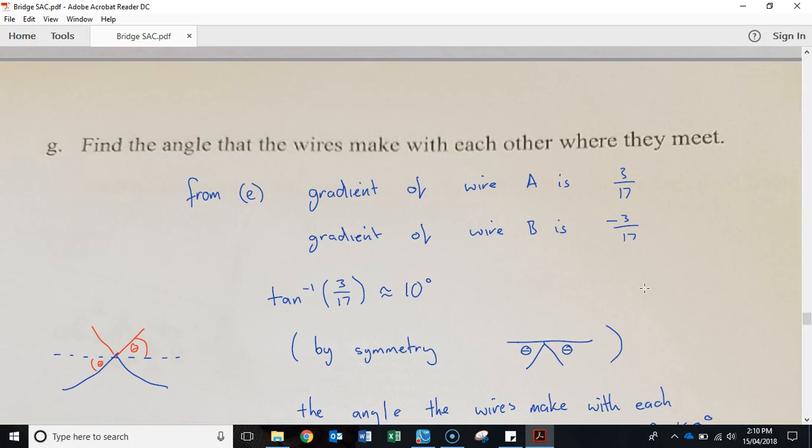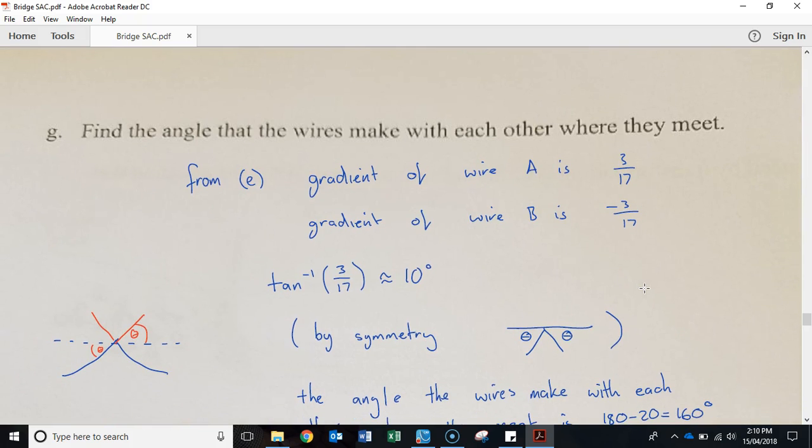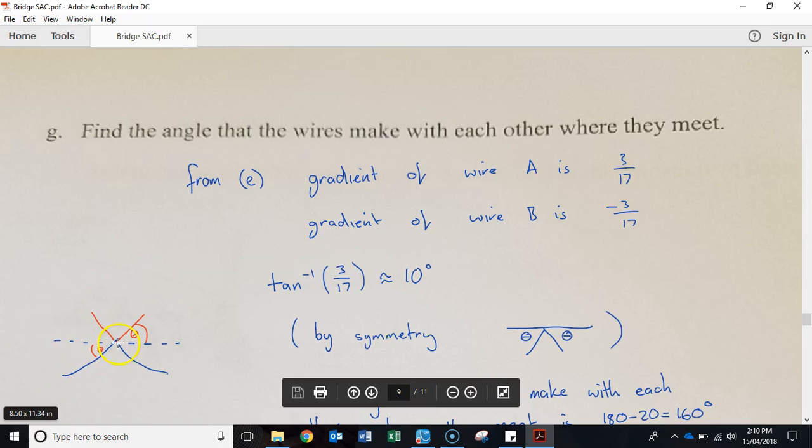The next thing is that you're asked to find the angle that the wires make with each other where they meet. So if you imagine the 2 wires coming up like this, we want to find this angle that's in here. So I just thought about, okay, well, I need to know the gradient at this point right here, and I need to know the gradient at this point right here, and I just extended those tangents up here, and then this angle theta is the same as this angle theta here, because vertically opposite angles are equal.